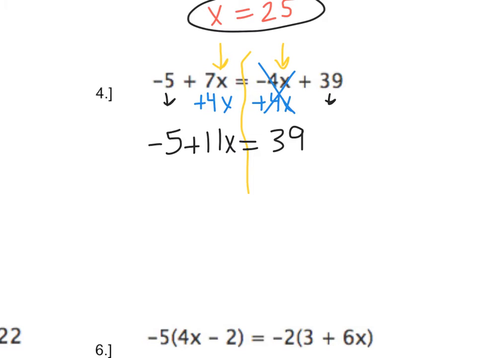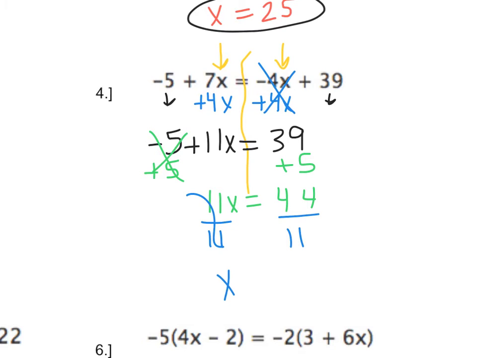Our next step, we're isolating the variable. So first we want to get rid of this minus 5, so we add 5 to both sides. That brings us to 11x equals 44. And then use inverse operations on your last step. And x equals 4.